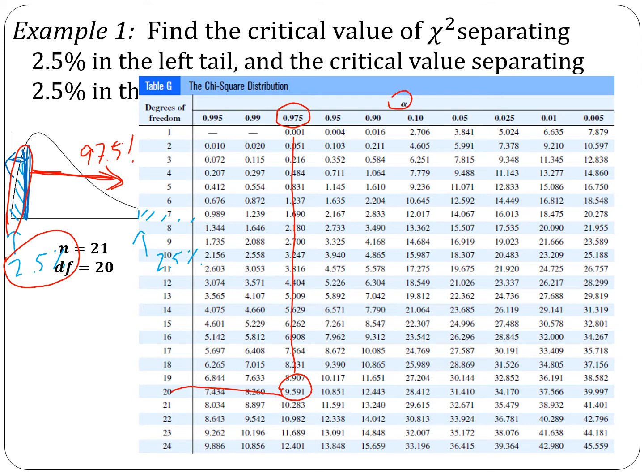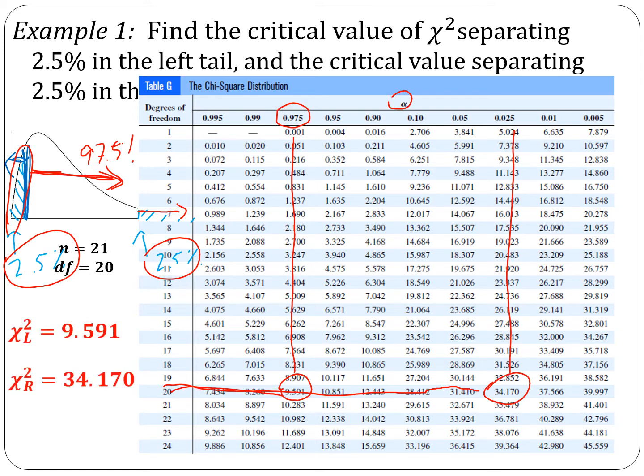We want to do the same thing for the right tail. Now the right tail is easy because there's just 2.5% to the right of that value. So if we just keep going over on the same line till we hit 2.5%, the chi-square right value is 34.170. Okay, there's two values in these cutoffs.